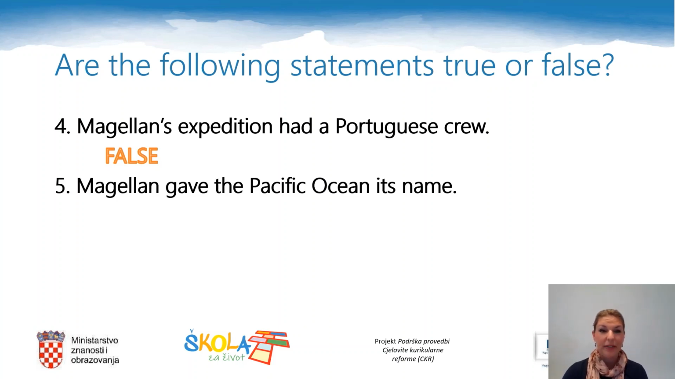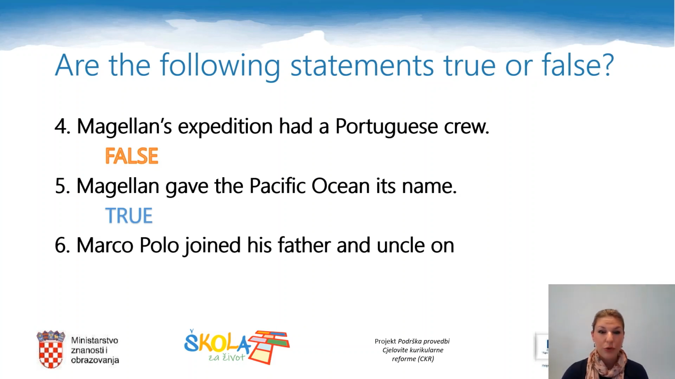Magellan gave the Pacific Ocean its name. True or false? Well, it's true. After terrible storms near southern South America and losing one of his ships, Magellan finally entered what is now known as the Strait of Magellan in November 1520. Crossing into a calm and gentle ocean, he named it Mar Pacifico, which means peaceful sea in Portuguese.